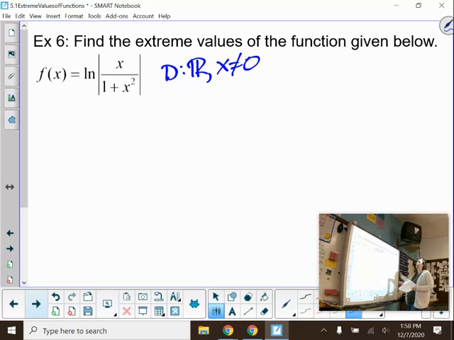I feel like I've been saying you got to be careful a whole lot, but I can't stress it enough. You really have to be careful with your math when you're going through here. Now we have example 6. Find the extreme values of the function given below.